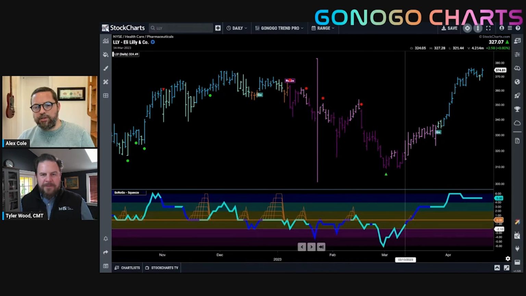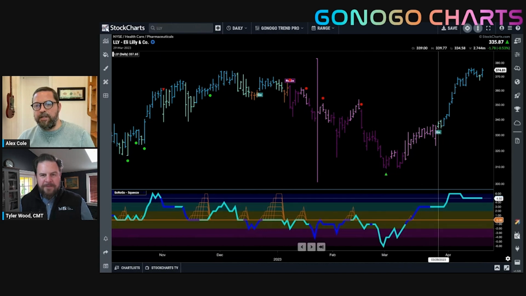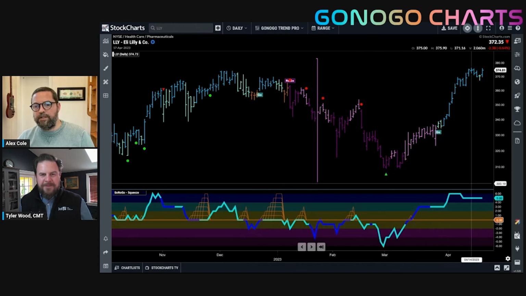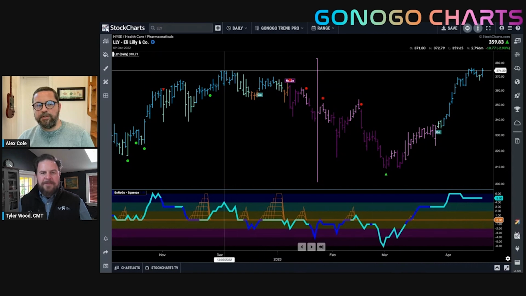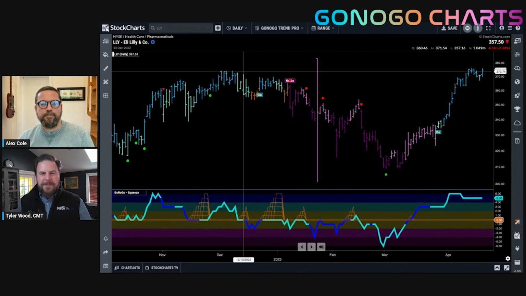Well, we crossed over that zero line on heavy volume. You see that dark blue on the oscillator here. And now, of course, we're in a strong go trend, very strong momentum as well. And we're looking to see if we can close above these levels that were resistance earlier in the chart.